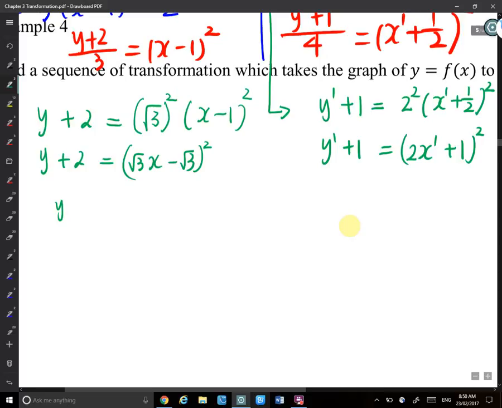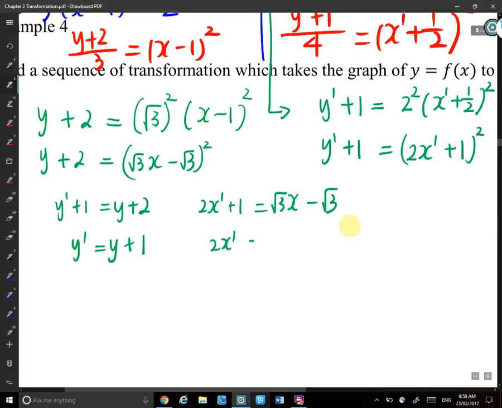Now I get to equalize both sides: y dash will equal to y plus 1, and 2x dash plus 1 equals to root 3x, subtract root 3. So 2x dash will equal root 3x, subtract root 3, subtract 1, and x dash will equal root 3 over 2 x, subtract root 3 plus 1, the whole thing over 2.